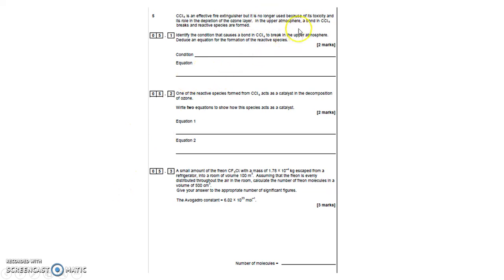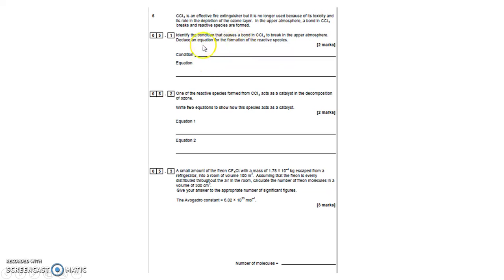In the upper atmosphere, a bond in the CCl4, well, that's carbon bonded to 4 Cl atoms, so the bond that's broken must be a carbon to chlorine bond, and the reactive species are formed. A reactive species that's formed in this case is called a radical. Identify the condition that causes a C to Cl bond to break in the upper atmosphere. Deduce an equation for the formation of the reactive species.